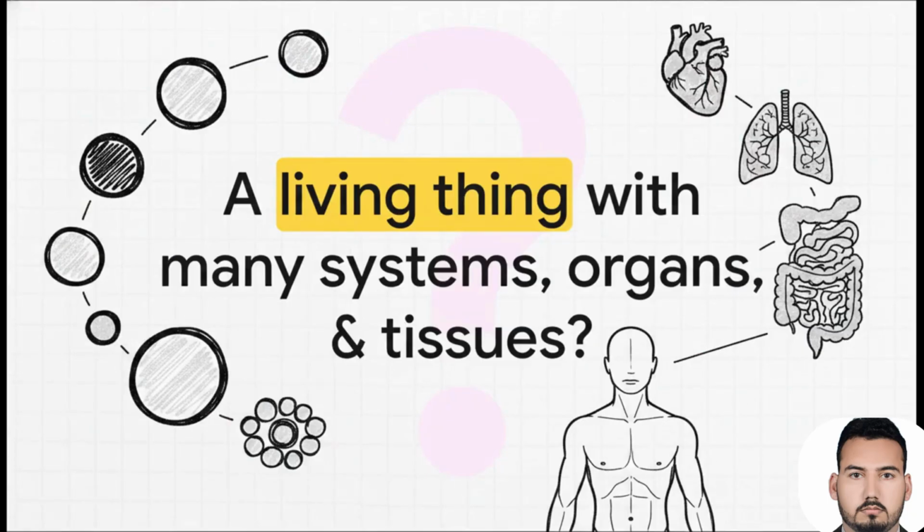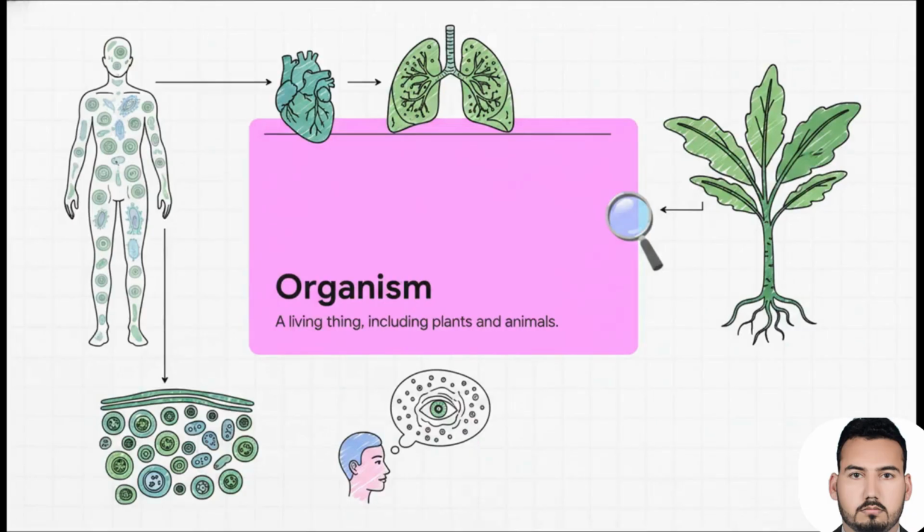All right, last one. Question 5. We've made it to the very top of our micro to macro journey. Fill in the blank. A living thing, which may contain many systems, organs, and tissues, is called an what? An organism. You, me, the plants outside, the animals around us, we are all organisms.